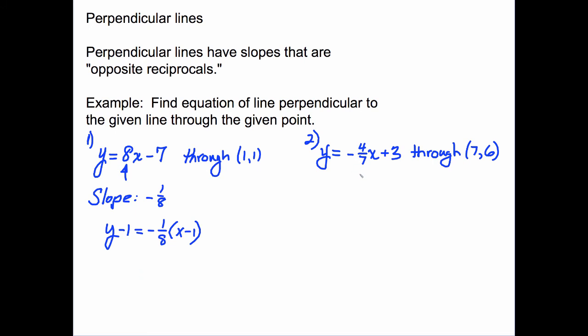Take a look at the second example. The slope of the perpendicular line is the opposite reciprocal of negative 4/7. That's 7/4. We have the point here. So once again, we use point slope form, and we can write the equation y minus 6 equals 7/4 times x minus 7.